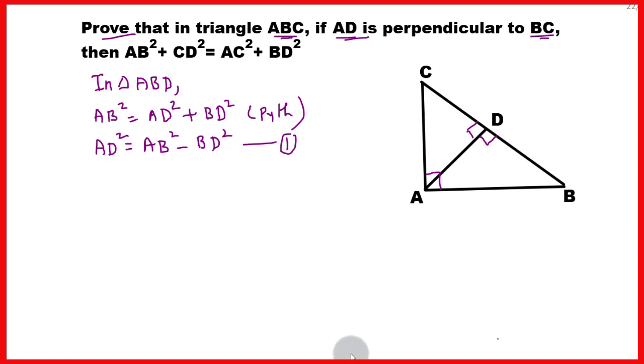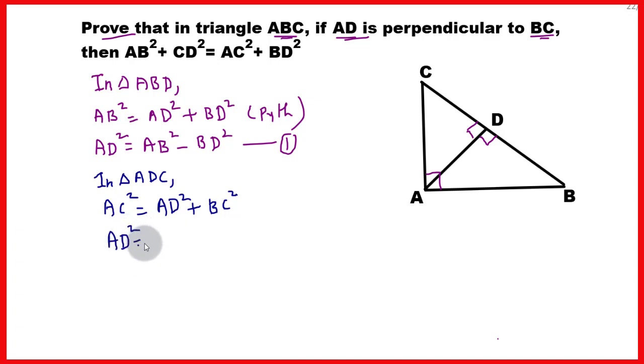And now we will take the another triangle. In triangle ADC, AC is a hypotenuse, so it will be AC square is equal to AD square plus BC square. So take BC square to other side, and you will get AD square is equal to AC square minus BC square. Let this be number 2.